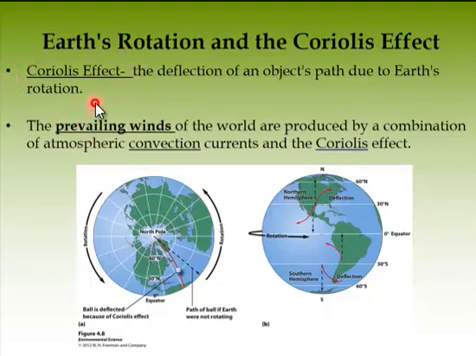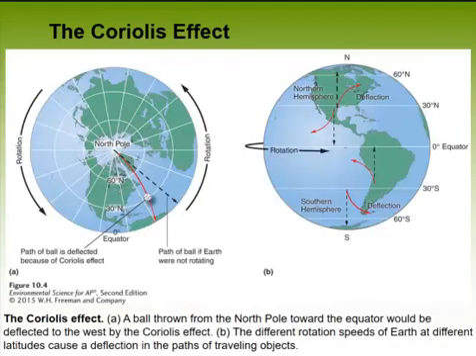Okay, so we have our definitions of Coriolis. We have a description of prevailing winds. Those are the winds I just went over with you. And those winds are produced by convection currents and the Coriolis effect. Winds are produced by more than just one thing. And all wind is the movement of molecules from high pressure to low pressure.